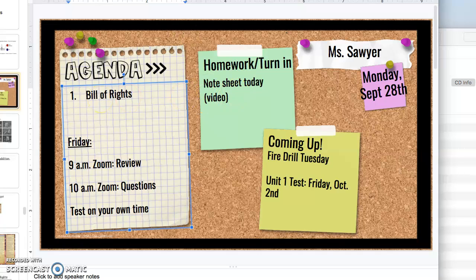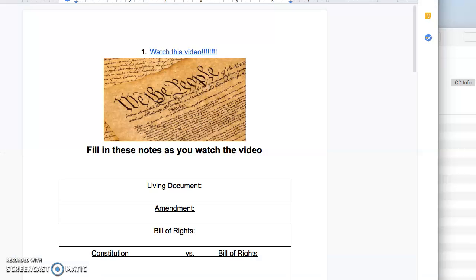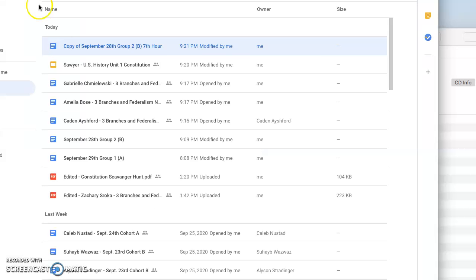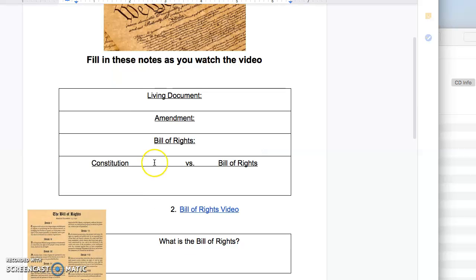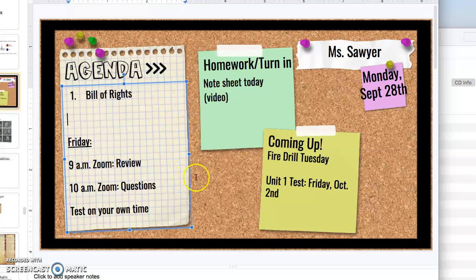You have this note sheet that you're doing. Similar, but shorter. Okay, so it looks like this, that you're going to be filling in some notes on. And feel free to pause this video as we go.